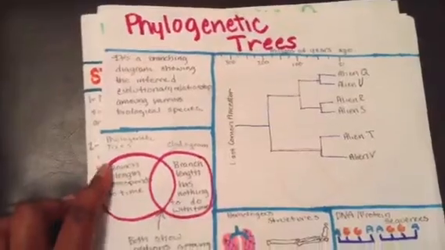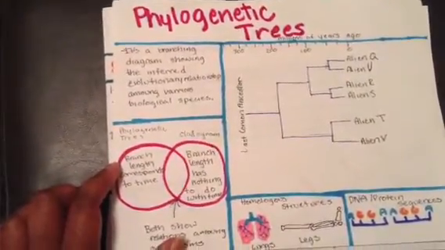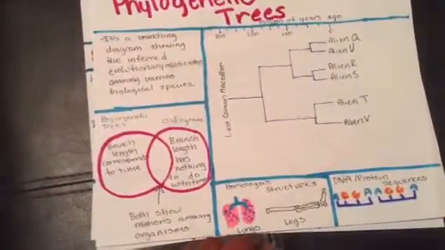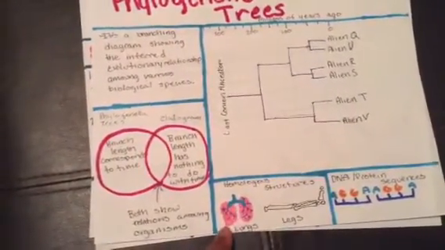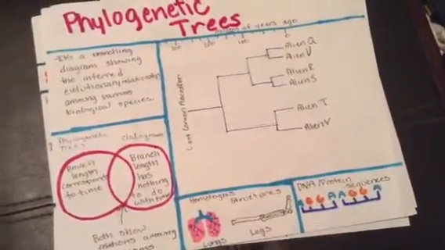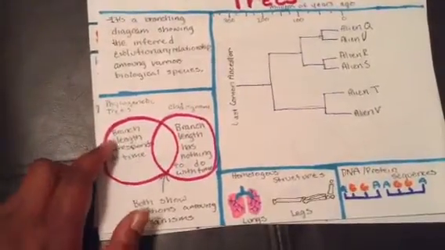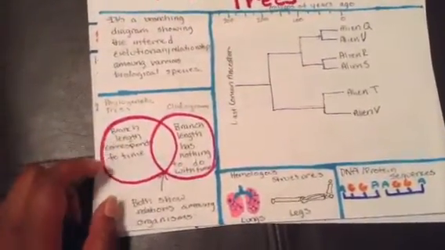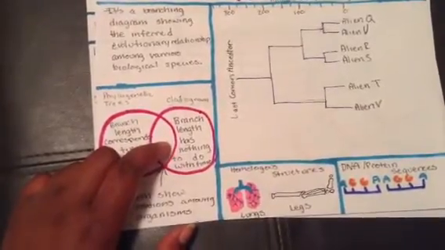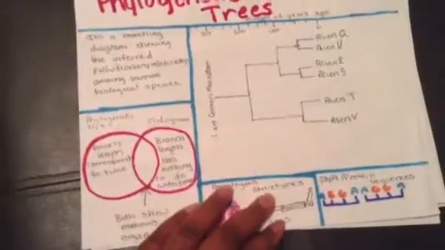Phylogenetic trees. Phylogenetic trees are branching diagrams showing the inferred evolutionary relationship among various biological species. The data used to comprise phylogenetic trees are homologous structures and DNA and protein sequences. The difference between phylogenetic trees and cladograms is that the branch length in phylogenetic trees corresponds to time, and the branch length in a cladogram has nothing to do with time, but both show relationships among organisms.